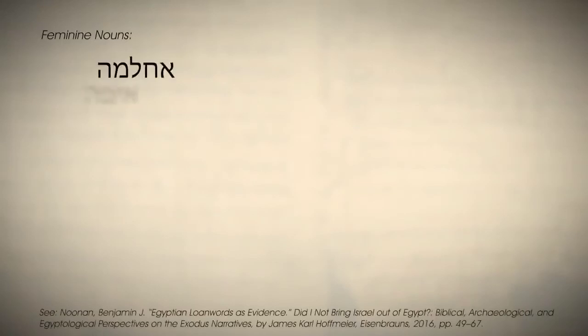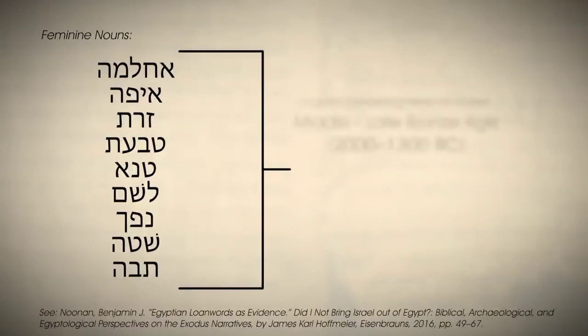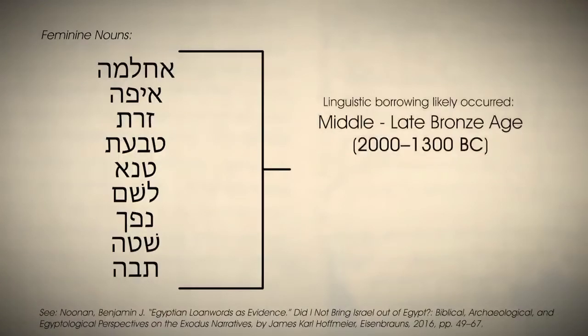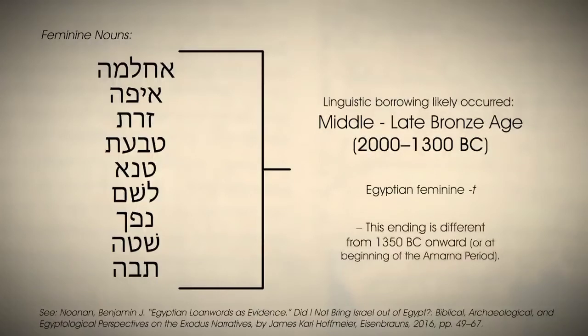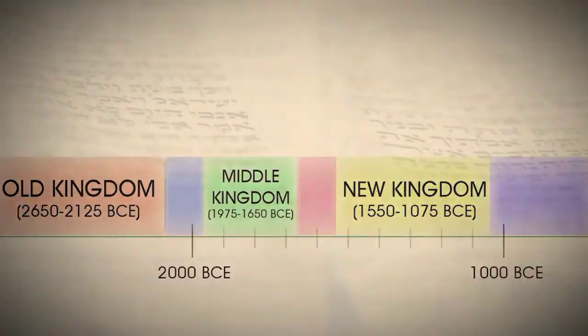Noonan argues, based on the type of some of the loanwords we find in the book of Exodus, the most likely time for linguistic borrowing to occur would be during the Middle to Late Bronze Age. Some of the loanwords in Hebrew are feminine nouns that contain a specific ending, yet this ending drops off in later times. So the most likely time for this influence to occur is during the Bronze Age.